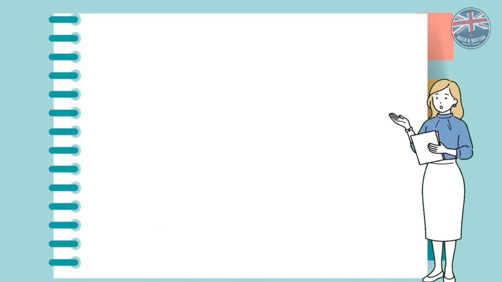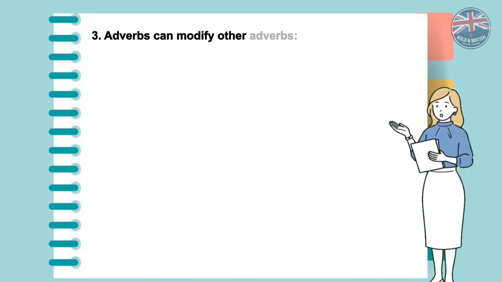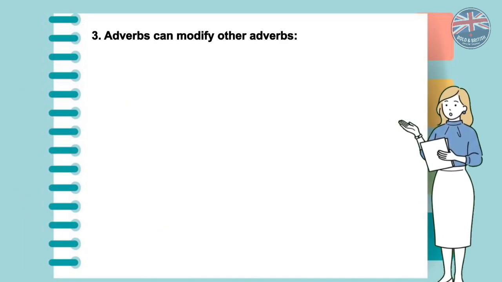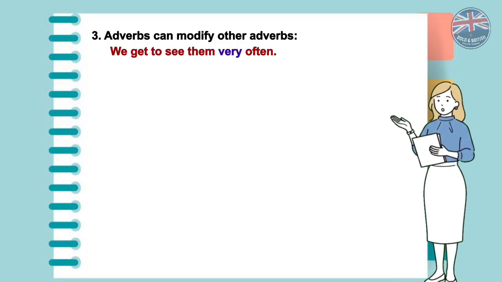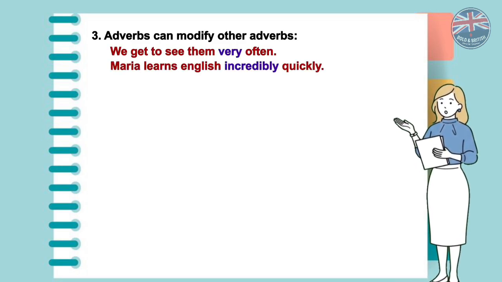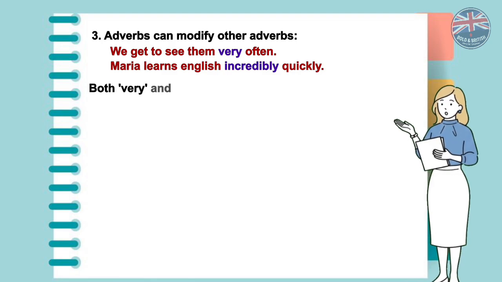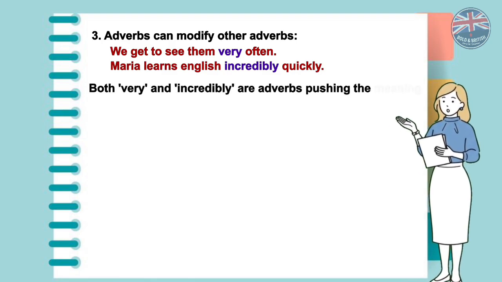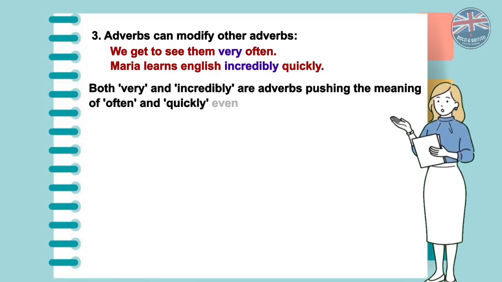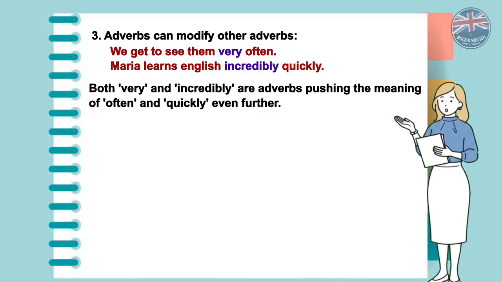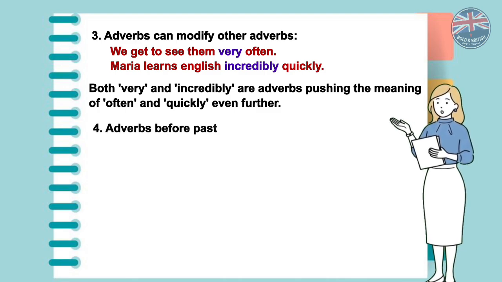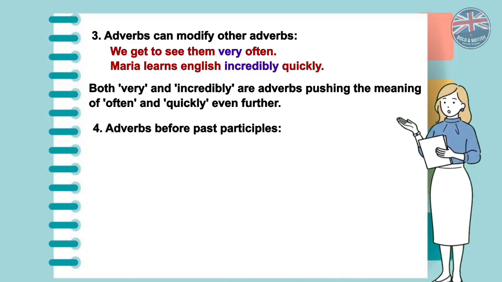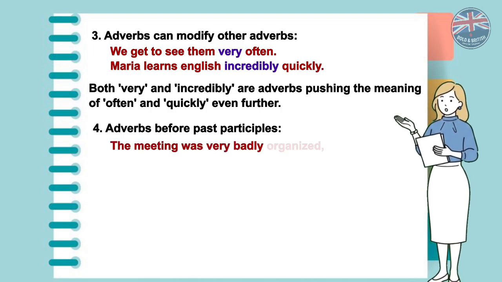But that's not all. Adverbs can even modify other adverbs. For example, "We get to see them very often," or "Maria learns English incredibly quickly." Both very and incredibly are adverbs pushing the meaning of often and quickly even further. You will also frequently see adverbs popping up right before past participles. For example, "The meeting was very badly organized."